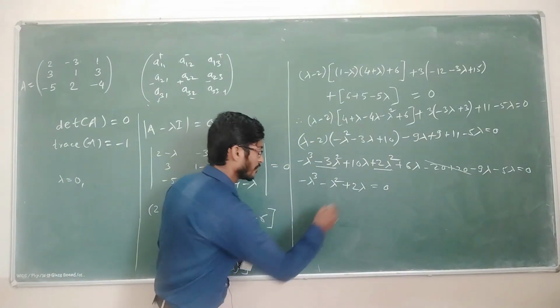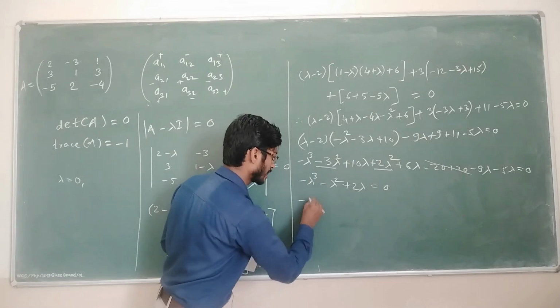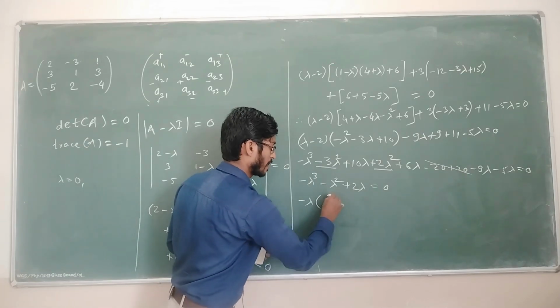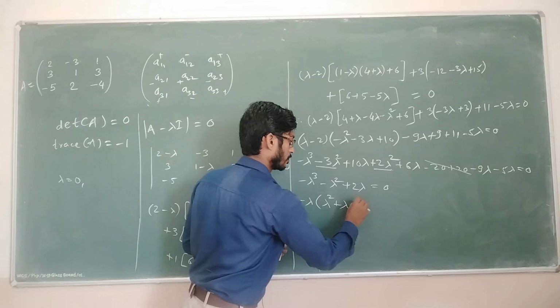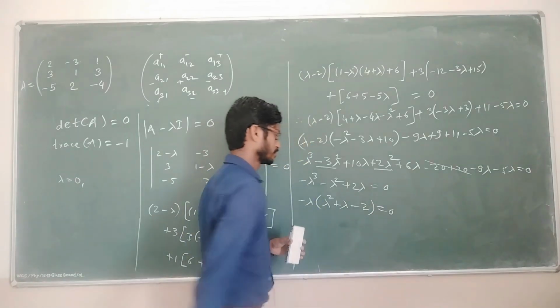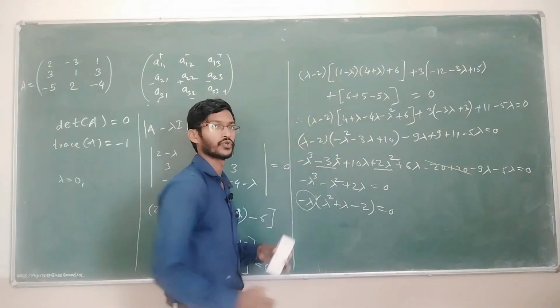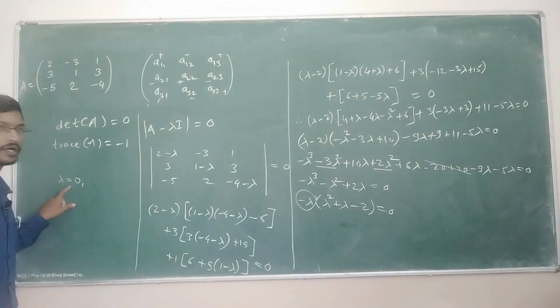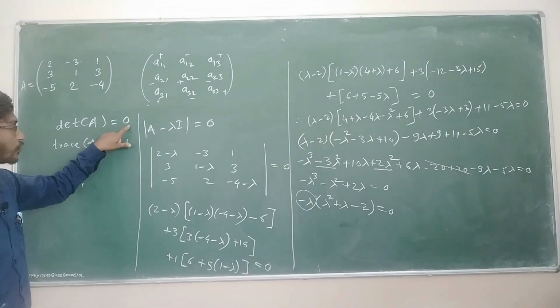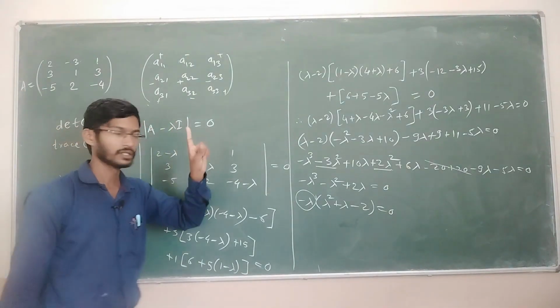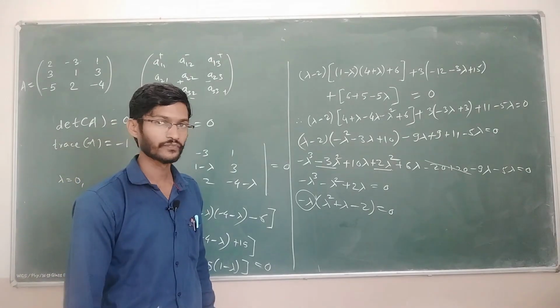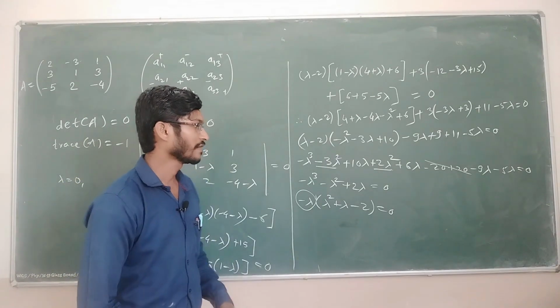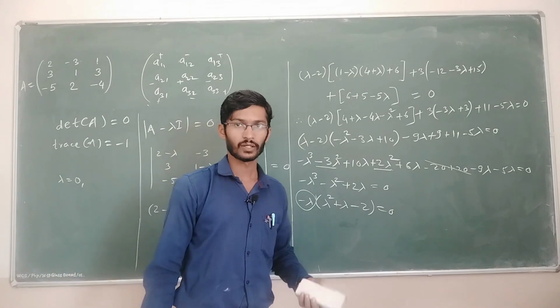Now from this we can take minus lambda outside. So lambda square minus lambda minus 2 is equal to 0. So this is one of the solutions: lambda is equal to 0. We have already said that because the determinant is equal to 0, there must be at least one eigenvalue equal to 0. Now here we can use the formula for a quadratic equation.